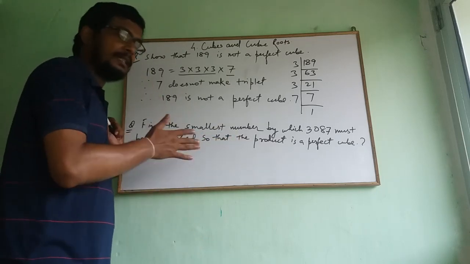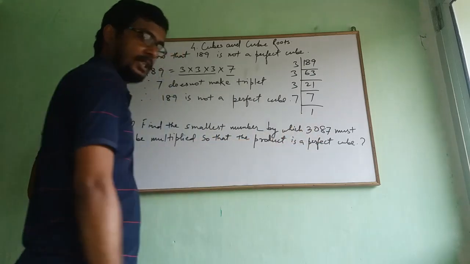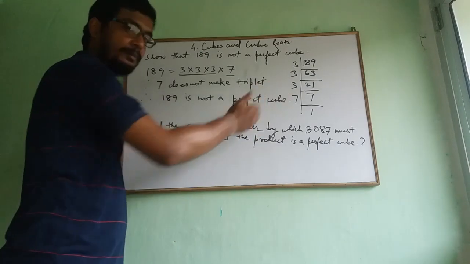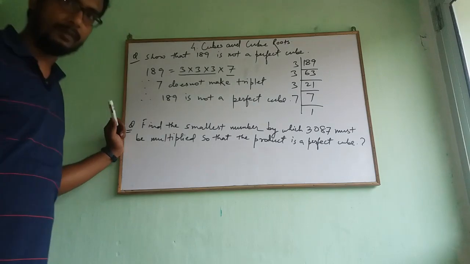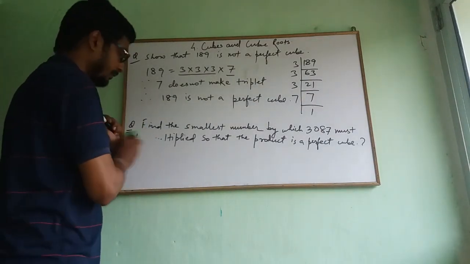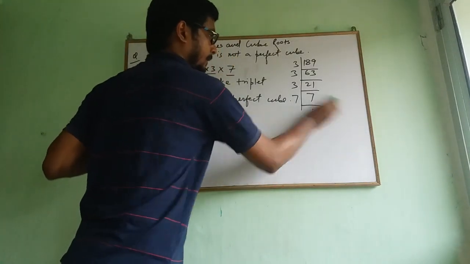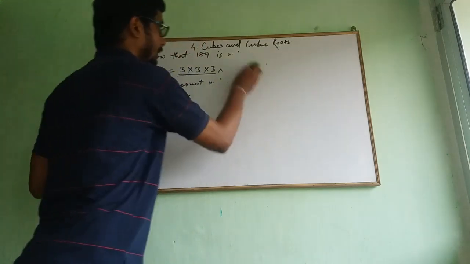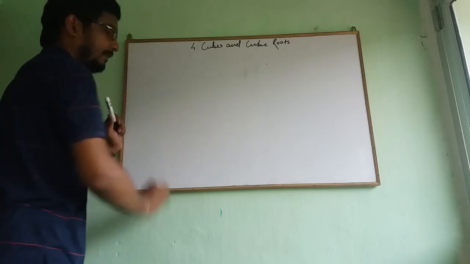Again, the solving will be in the same process. I have to first find the prime factorization of 3087 and see whether its prime numbers will form a triplet or not. So let's see how we will solve this question. I am erasing the question. I hope that you have written it. So my number is 3087. Let's see how I will solve that question.